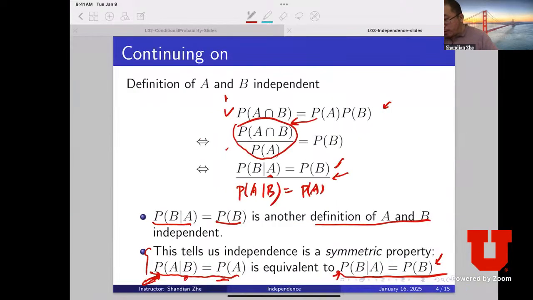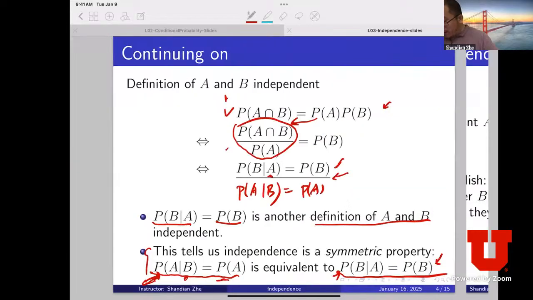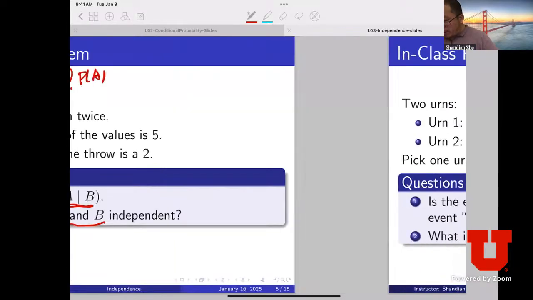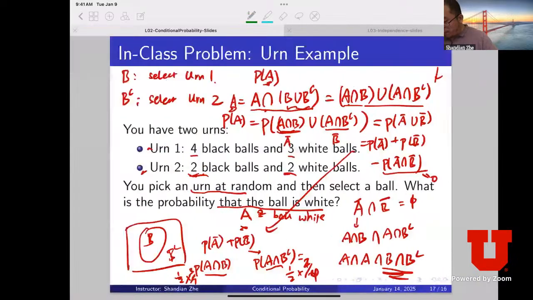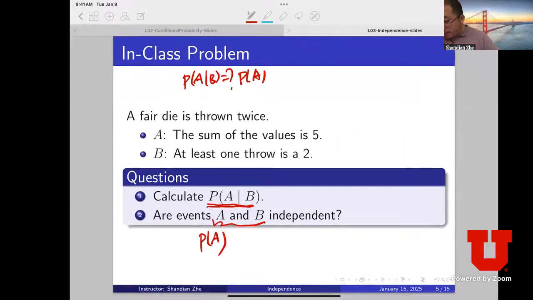I'm not going to repeat that enumeration again. I'll just pull up my results and read through them. This is our result: P of A given B is 2/11. So let me just write it down. This is 2/11.